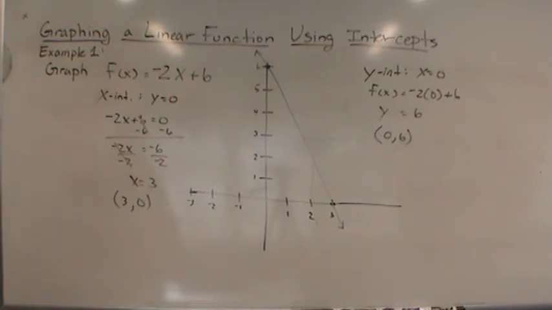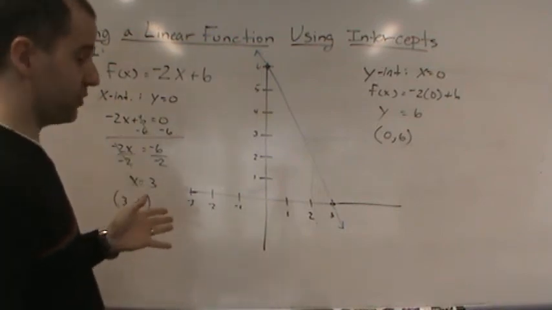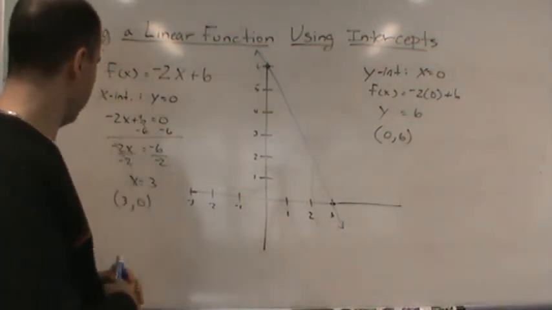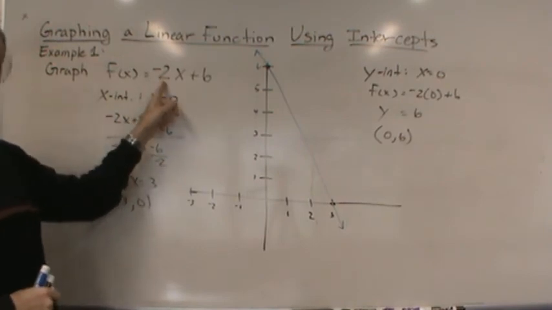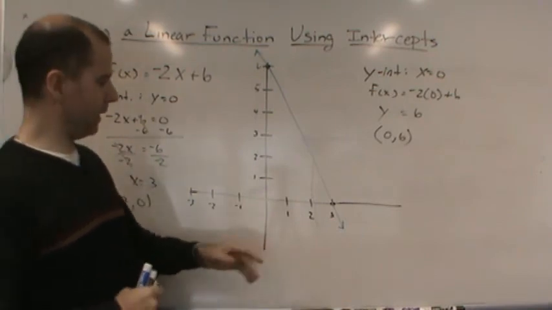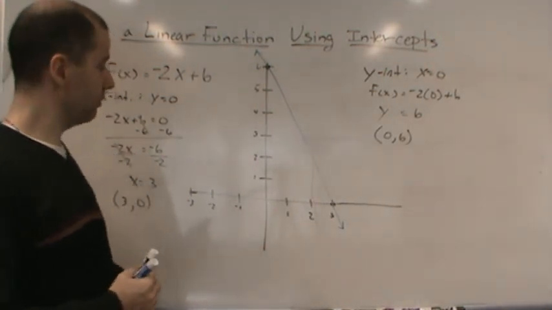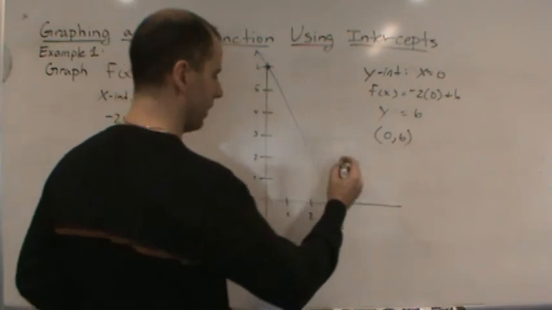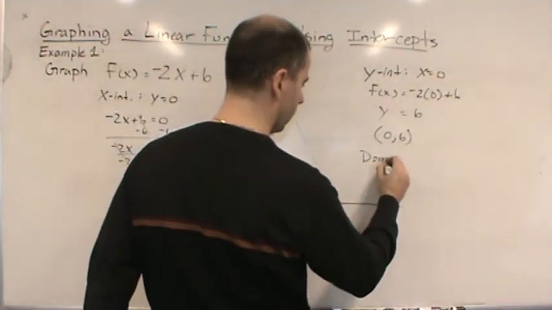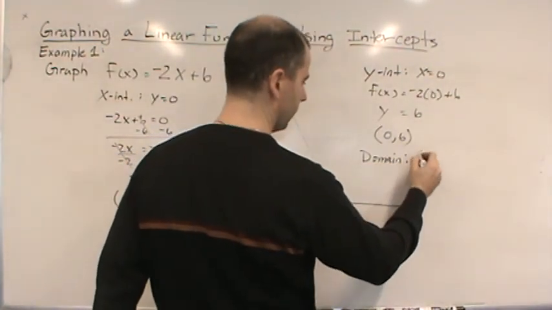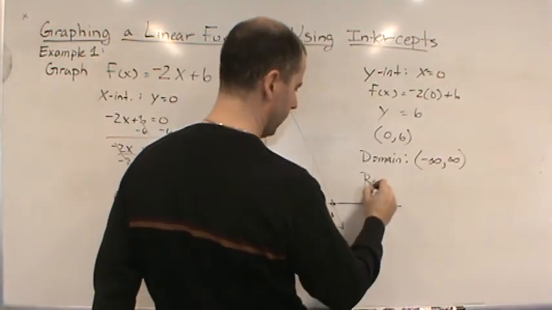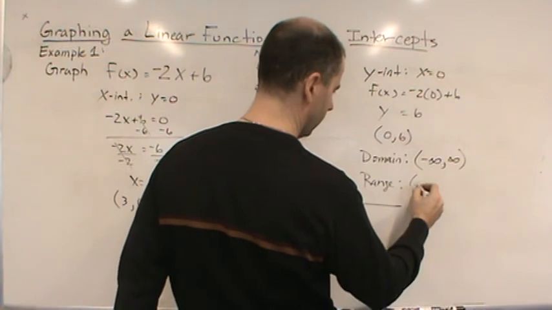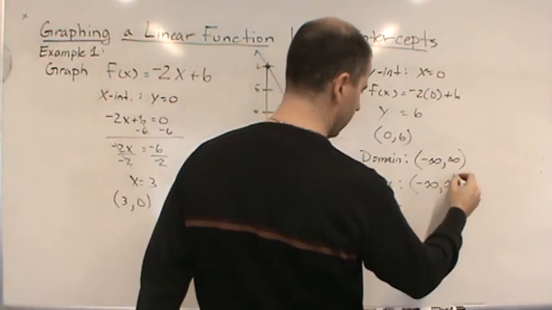Okay, now, question. What is the domain? Well, A, here's our A and here's our B. A is not equal to 0, right? So therefore, the domain and the range are all real numbers. So what we would write is domain is negative infinity to positive infinity, and the range negative infinity to positive infinity.